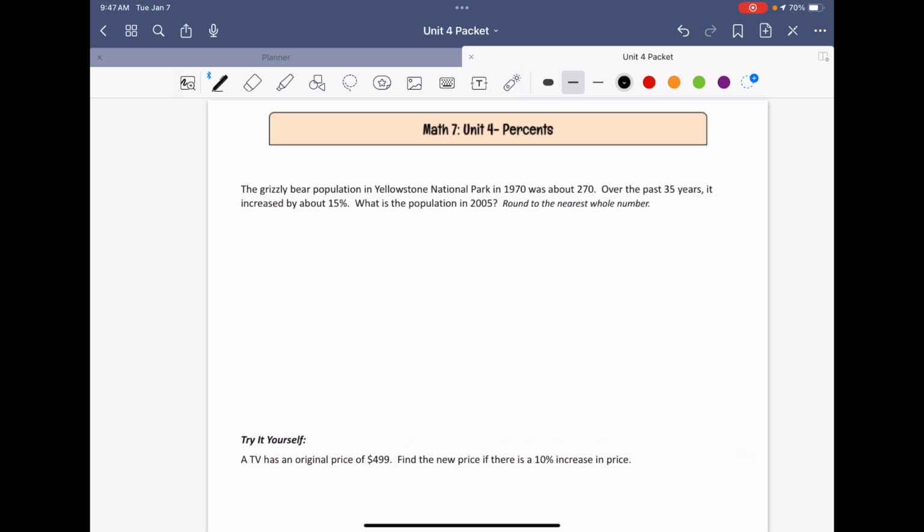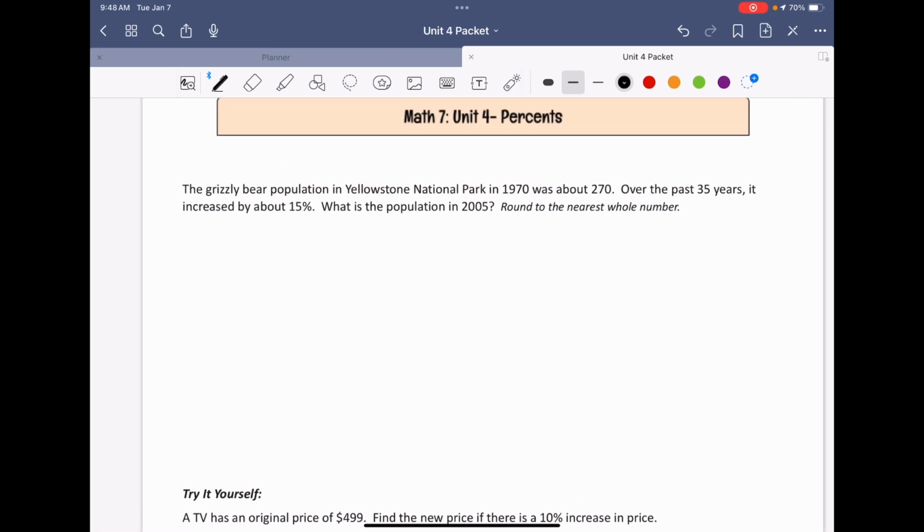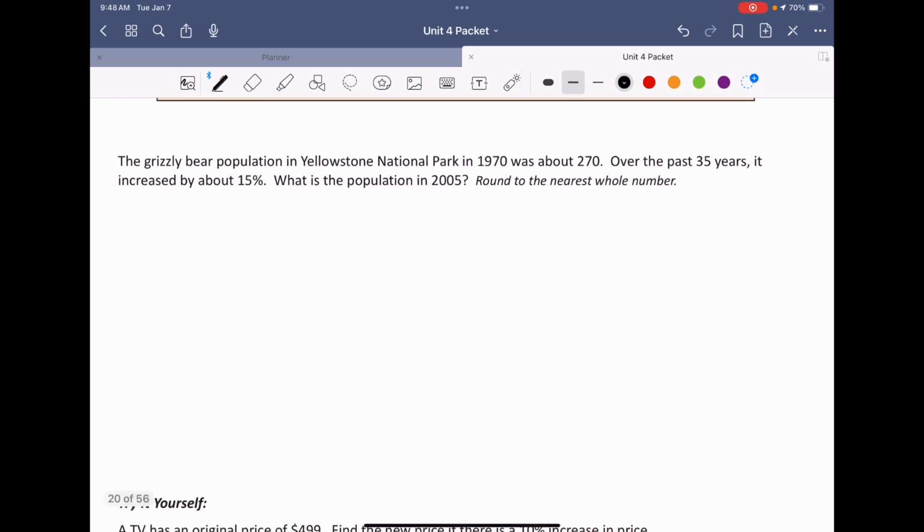It says the grizzly bear population in Yellowstone National Park in 1970 was about 270. Over the past 35 years, it increased by about 15%. What was the population in 2005? All right, so let's set everything up. Part equals percent times whole. My cheat sheet: new, original.